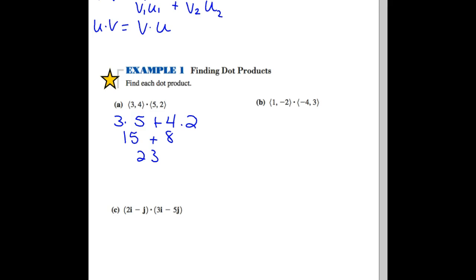All right, second one. First times first plus second times second. What do we end up with? Negative 10. So again, dot product can be positive, it can be negative, it can be 0.